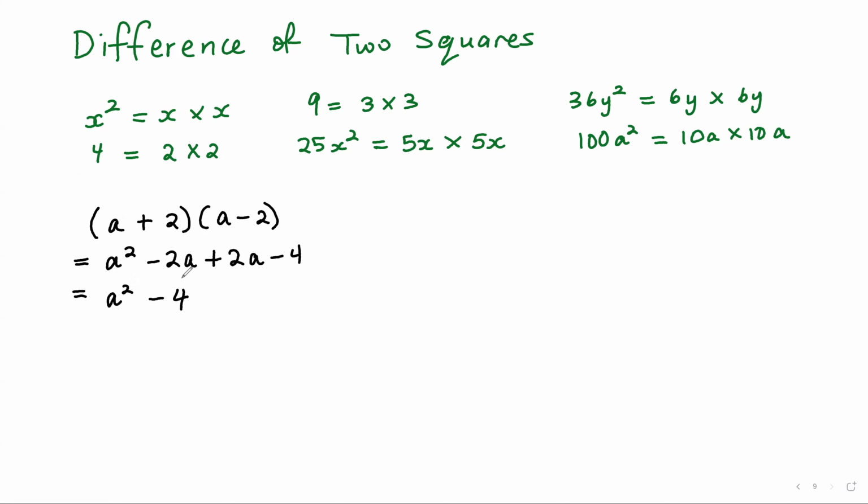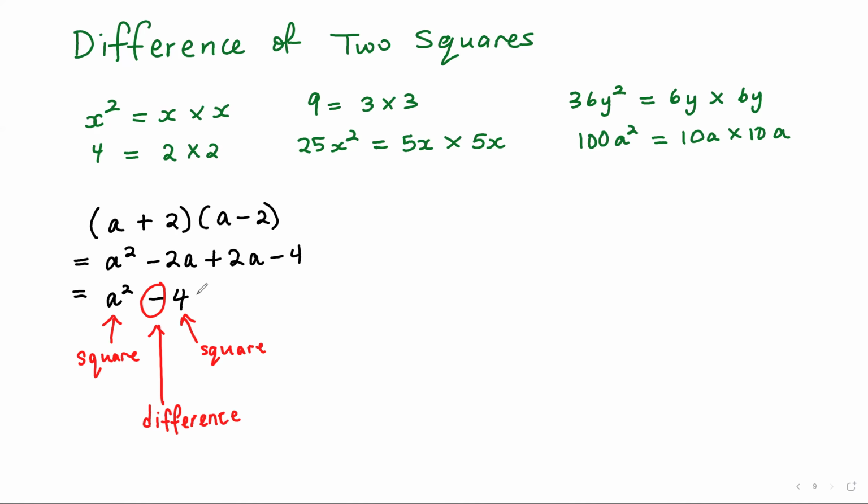And as you can see, this is a square number, and this is also a square number. And of course, difference means subtraction. So that's how we came up with the term a difference of two squares, because they're both square numbers.